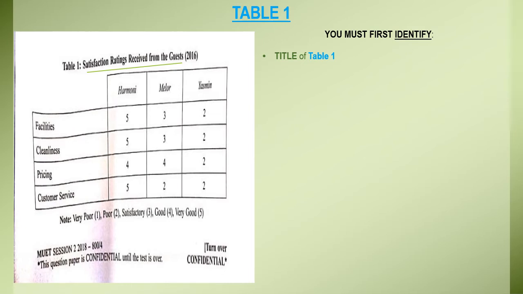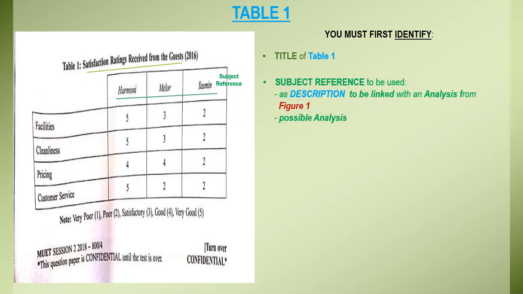First, read and identify keywords in the title of the visual. Next, look for the subject reference. In this visual, the subject reference will mostly be used as descriptions to be linked with analysis formed in Figure 1. However, it is possible you could also write a few analyses based on Table 1.